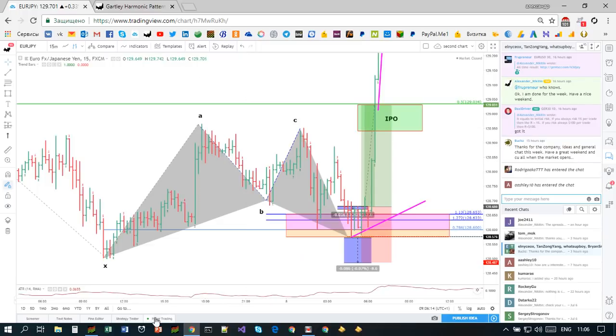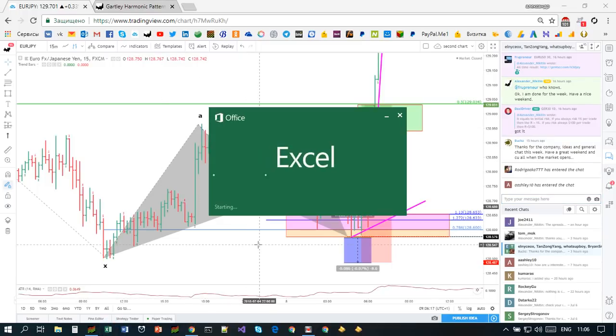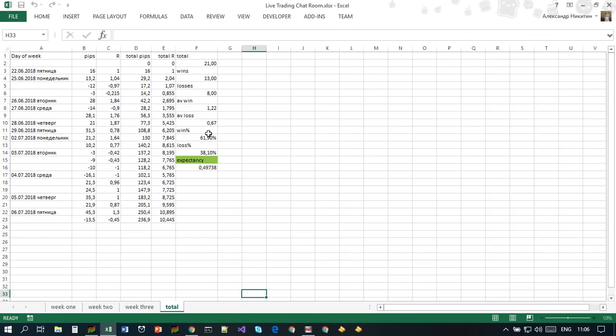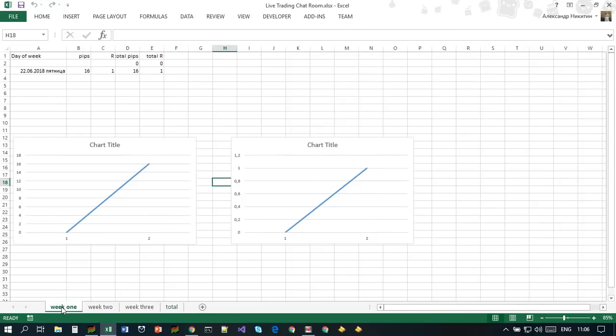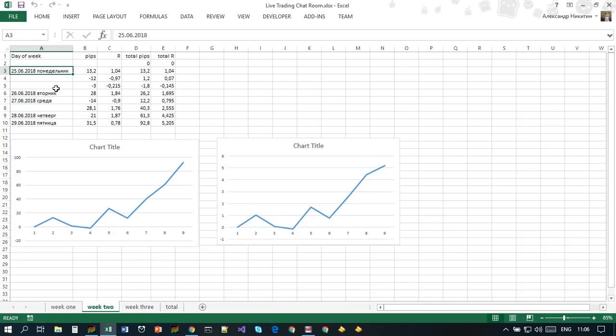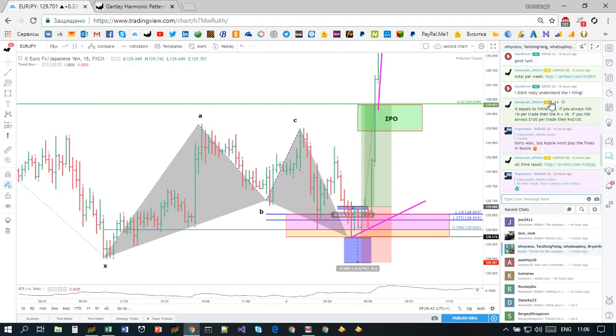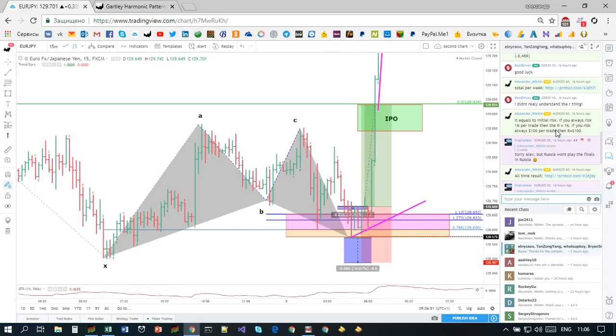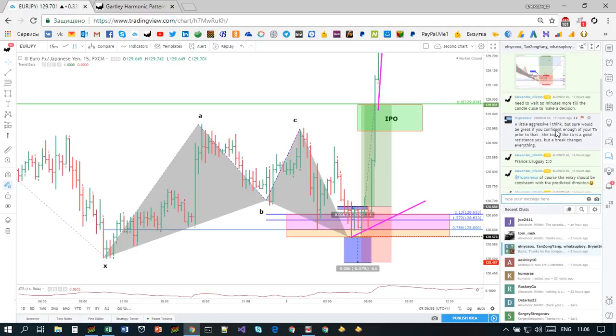So what I did, I just calculated the performance of all the trades that I posted here, and you guys know that I'm already running this chat for 3 weeks. So week number 3 we only had Friday and we only had 1 trade. Week number 2 we had a full week, Monday, Tuesday, Wednesday, Thursday, Friday. All these trades are posted in the chat. You can find them if you scroll back into history, and you can find all the management, all the results were posted as well.